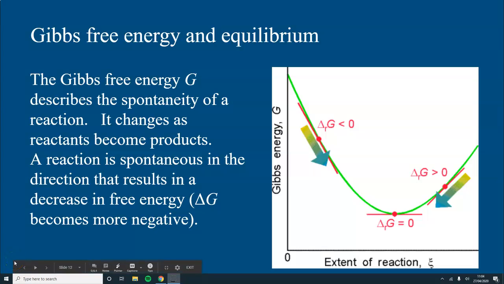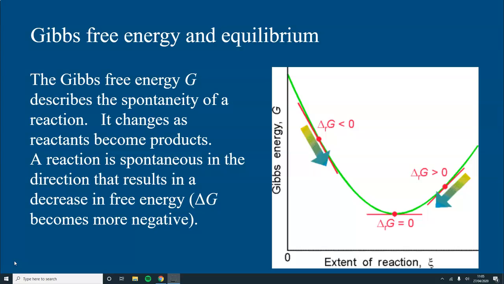So here we go on the final section of topic 17, and this links Gibbs free energy and equilibrium. And you may recall that we did look at this very briefly at the end of when we were doing Gibbs free energy. Key point here is to remember that a reaction is spontaneous from left to right if delta G is negative or becomes negative.